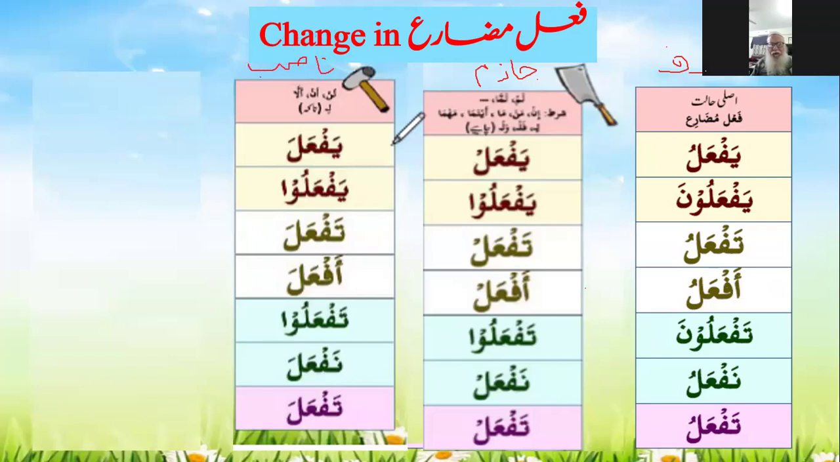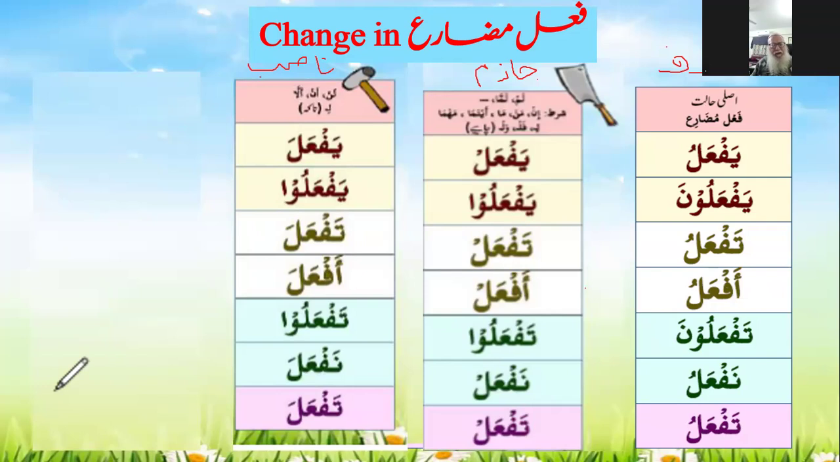So what happened to the fi'l amr? It comes yaf'ala, yaf'alu, taf'ala, af'ala, taf'alu, naf'ala, taf'al. All the five in hand, their dhamma is changed into fatha. Yaf'alu, taf'alu, taf'alu, af'alu, naf'alu, they are called five in your hand. And all the plural, yaf'aluna, taf'aluna, the noon is chopped.